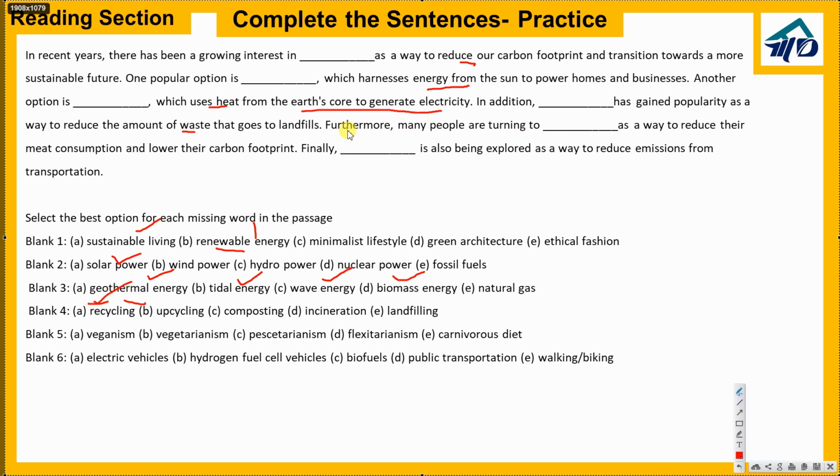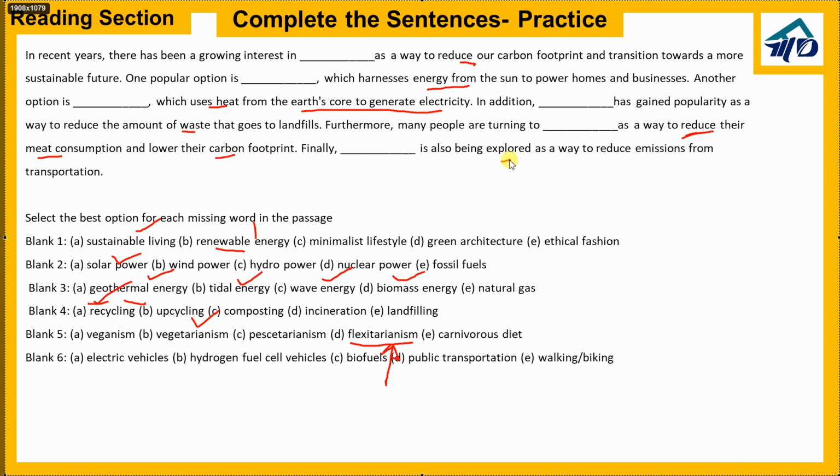Okay, then furthermore, many people are turning to dash as a way to reduce their meat consumption. They are not completely stopping their meat consumption, just reducing. So the person who reduces his or her meat consumption but still eats it is called a flexitarian. So I'll go for number D here. Vegetarian means only vegetarian. This one means vegetarian, sometimes meat and fish. So go for it, because it's written: reduce their meat consumption and lower their carbon footprint.